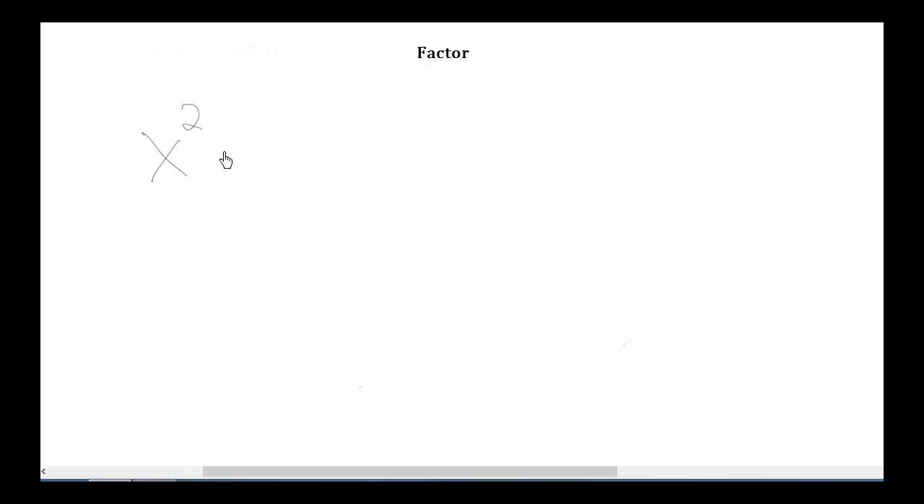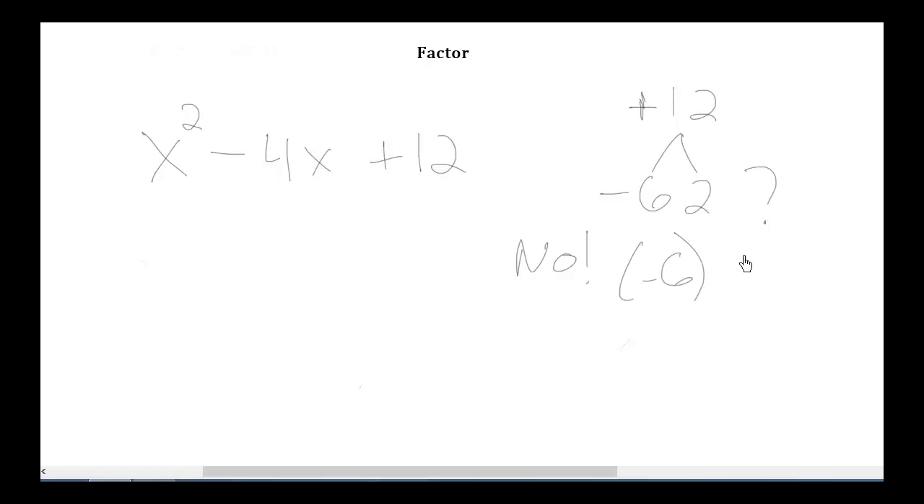Okay, let's try to factor this. I got x squared minus 4x plus 12. Trinomial, leading coefficient of 1. So I take the constant term. I got a plus 12. Looking for two numbers that multiply to 12 and add to minus 4. So I know a lot of people are probably thinking, well, what about minus 6 and 2? Will that work out? And the answer is no. Because here the problem is if I multiply these two together, minus 6 times 2, that gives me a minus 12, which is not what we're looking for. We need a positive 12.